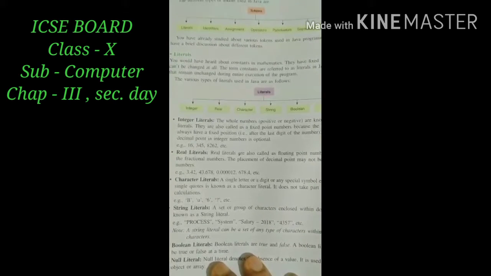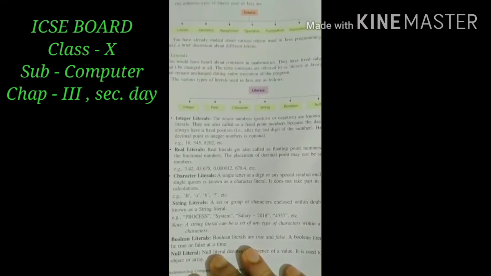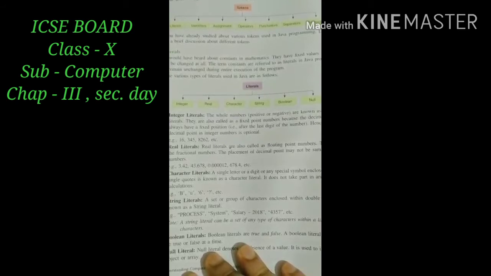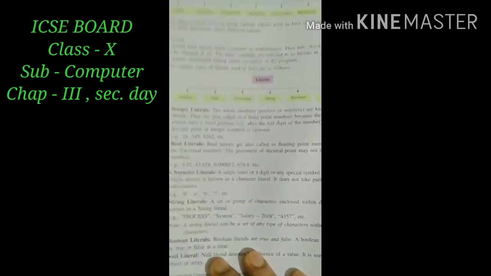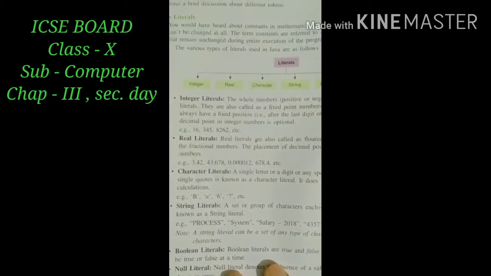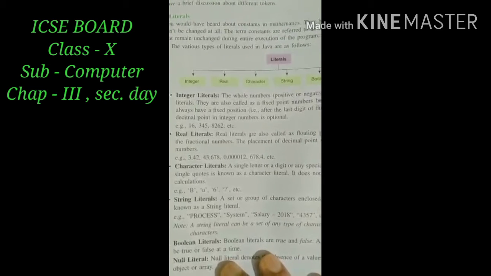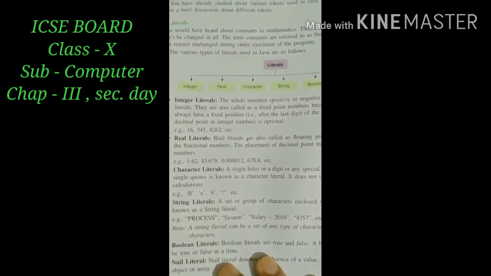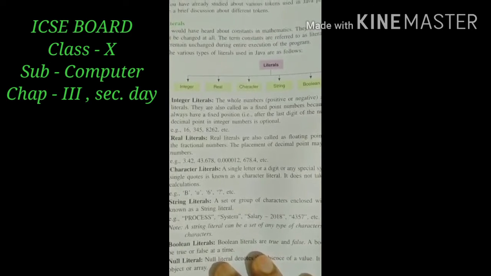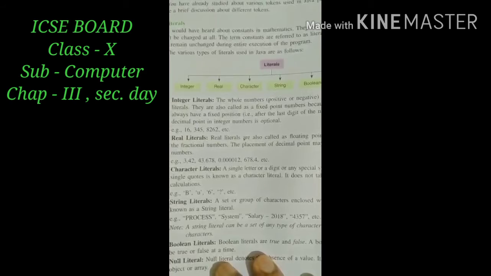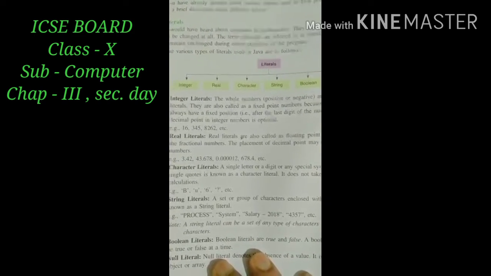Character literals: a single letter or a digit or any special symbol included in a single quote is known as a character literal. A capital B enclosed in a single quote is called a single character literal. Small u, 6 — even though 6 is a number, it is also known as a character literal because it is enclosed in a single quote. Question marks also, etc.